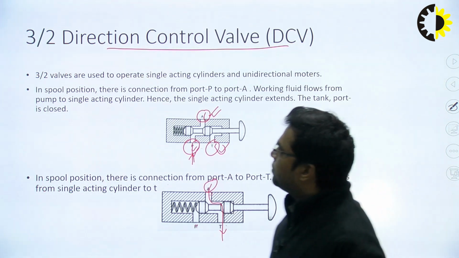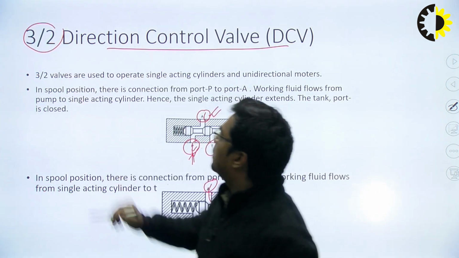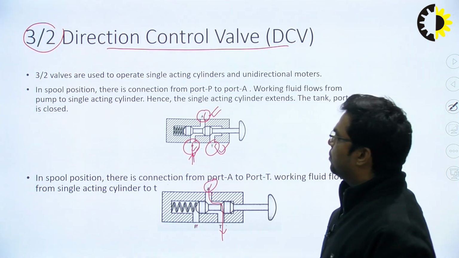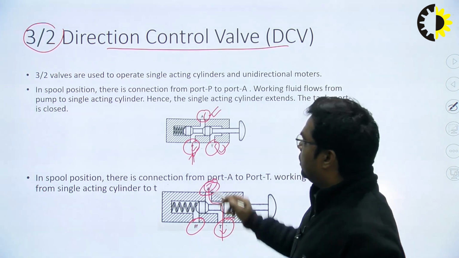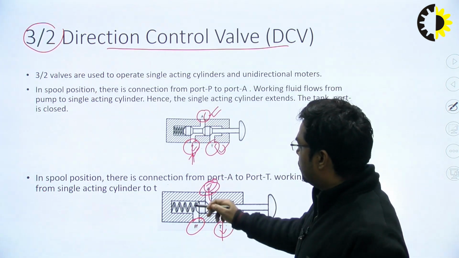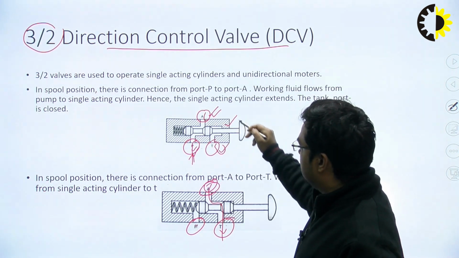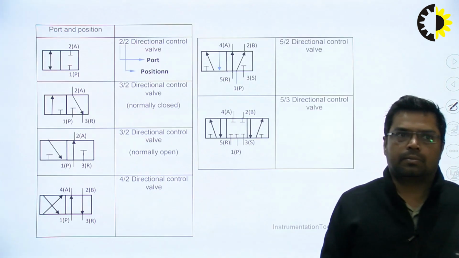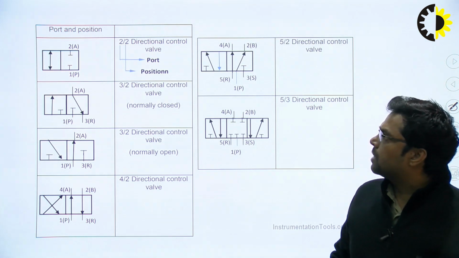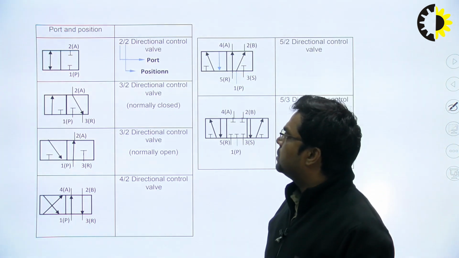And what does 3/2 direction DCV valve stand for? 3 stands for 3 ports. You will find port 1, port 2, port 3, and it can move in 2 positions, like this and this. So this is known as the 3/2 directional control valve. These are the different port and position configurations.